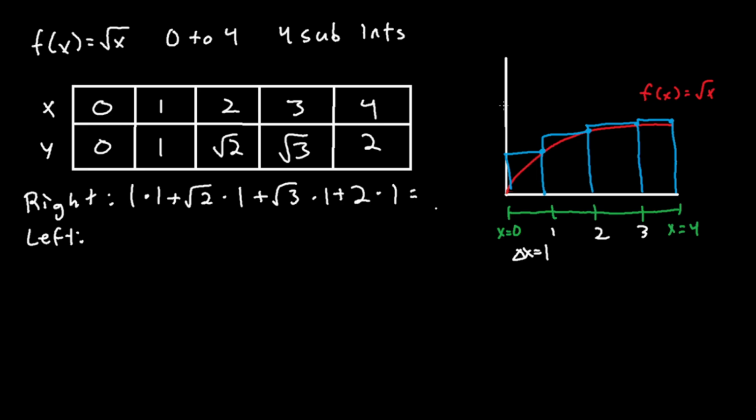If you add all these together, you're going to get some irrational number. You're going to get 3 plus square root of 2 plus square root of 3. Let me put that in the calculator real quick. It's some number that looks like 6.15.